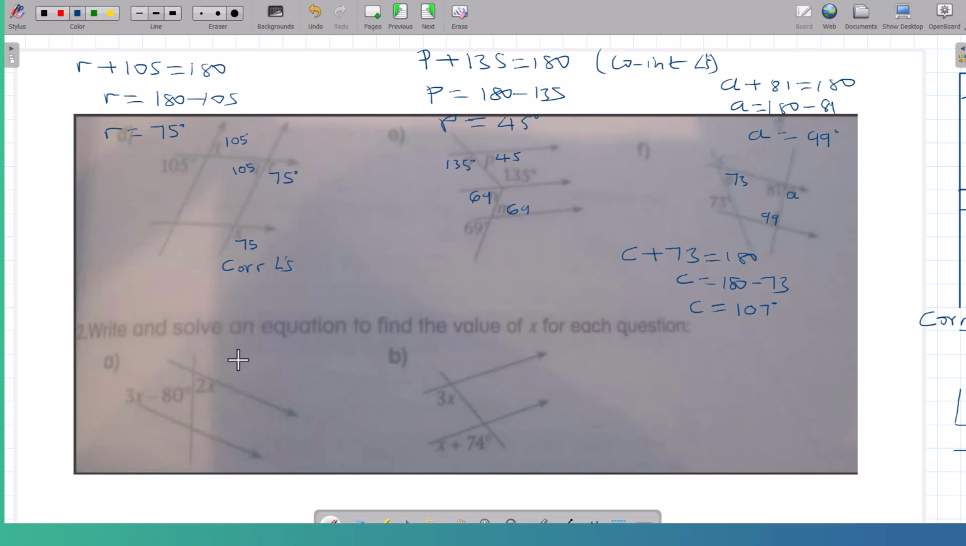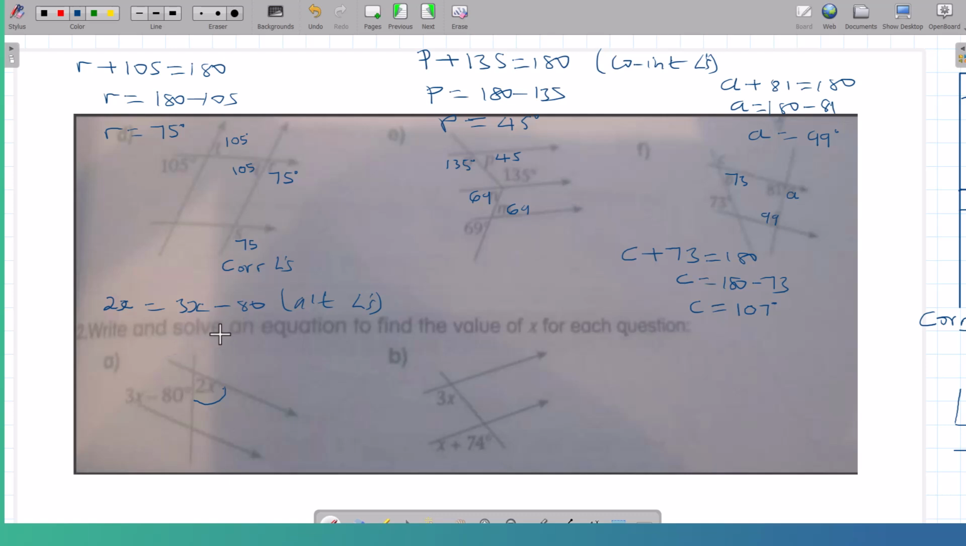Now, question 2, they say write and solve an equation to find the value of x for each question here. Okay, if you look at these lines, they are also parallel. So the angle 2x equals 3x minus 80. They are alternating angles. Who can give us a reason there? Alternating angles. Are we together?